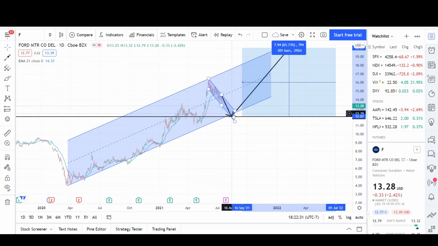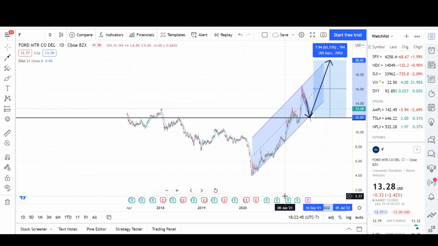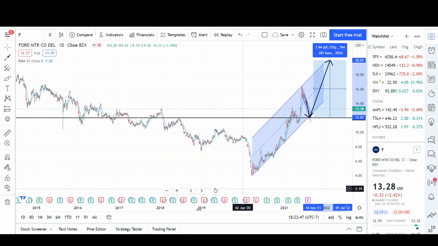But most likely it's probably going to break the channel because we've been in it for a long time. So we're probably going to get a close outside around here and then move up to the high to test it or make a new high. And if we do go make that new high, this is the target that price will try to reach, this $20 level. Let me go ahead and see if I see any resistance on the left side.